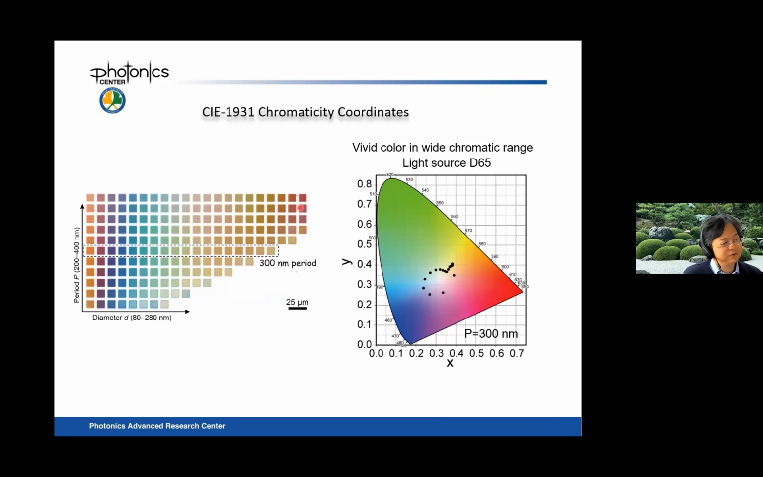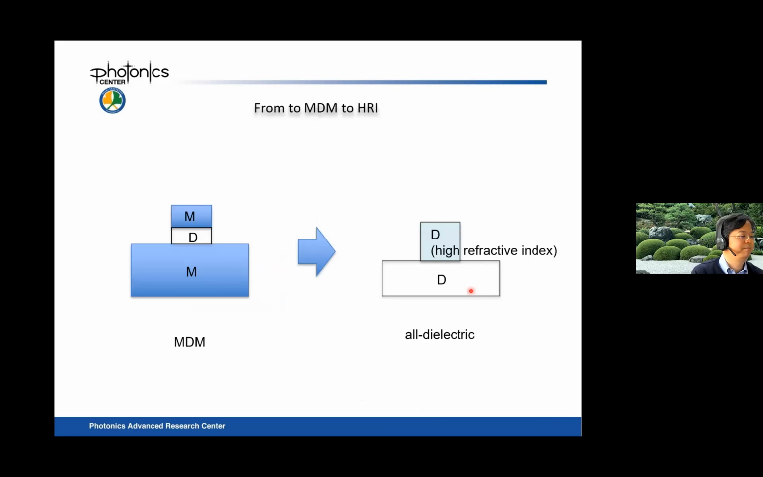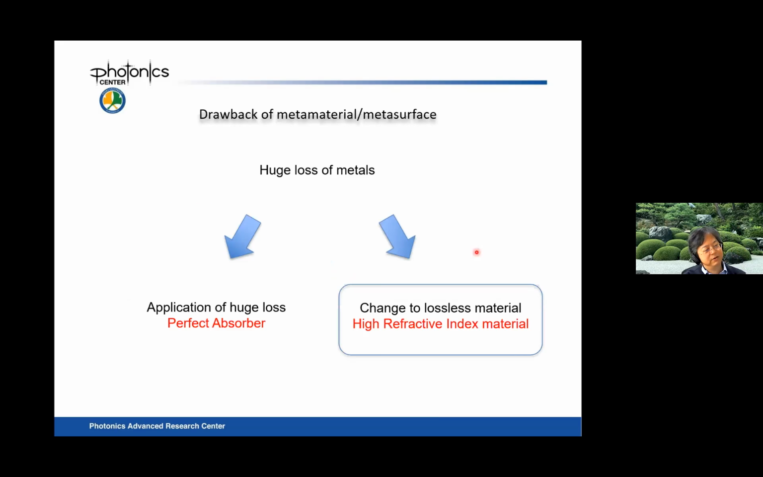But the color is a problem. This is the color space of the plasmonic color. The color space is not so wide. So this is a problem. This is due to the loss of the metals. To reduce the loss, we need to replace the metal with high refractive index dielectric materials. This is the all-dielectric metasurface. So this is the second topic. We change the metallic structure, with its huge loss, to a lossless material.